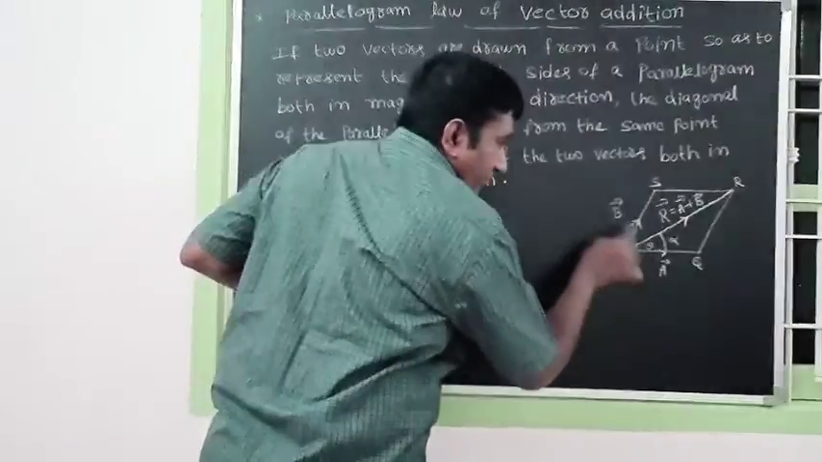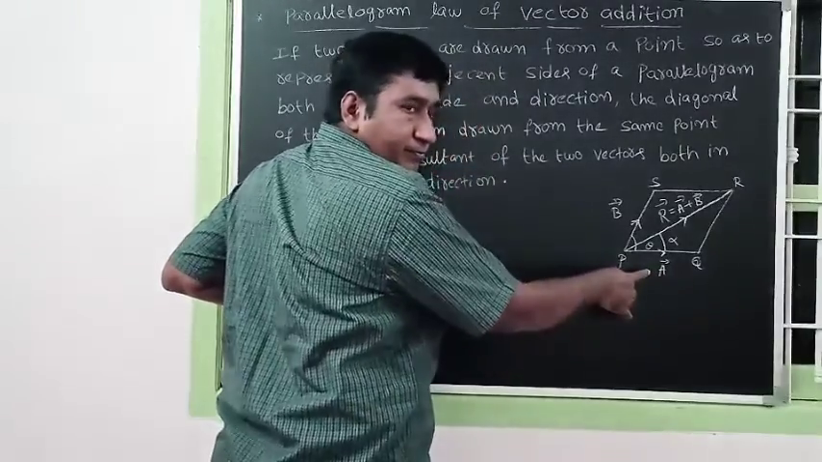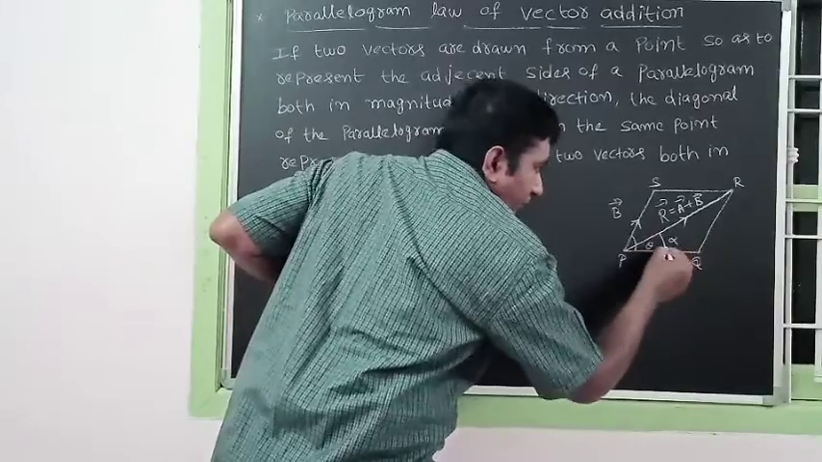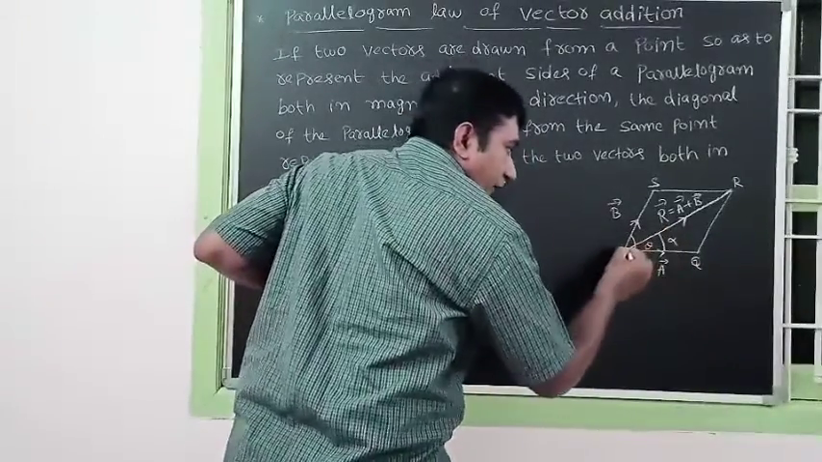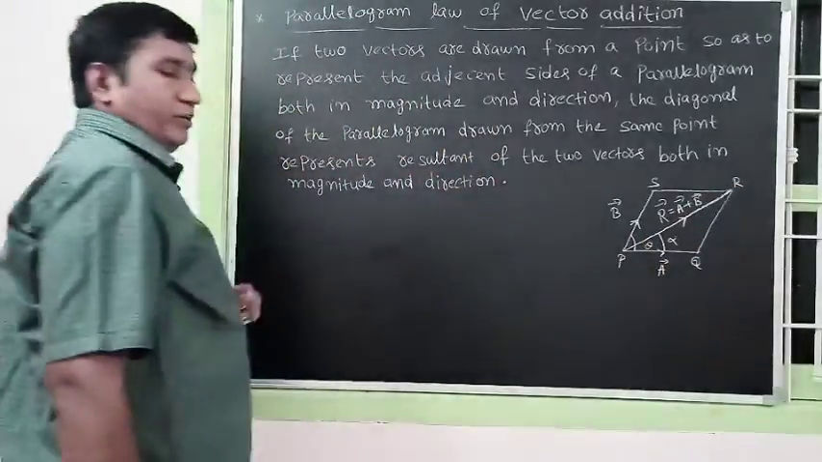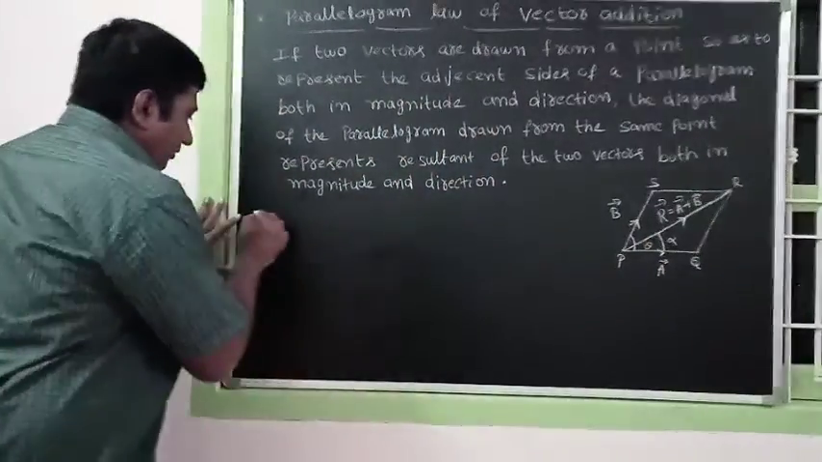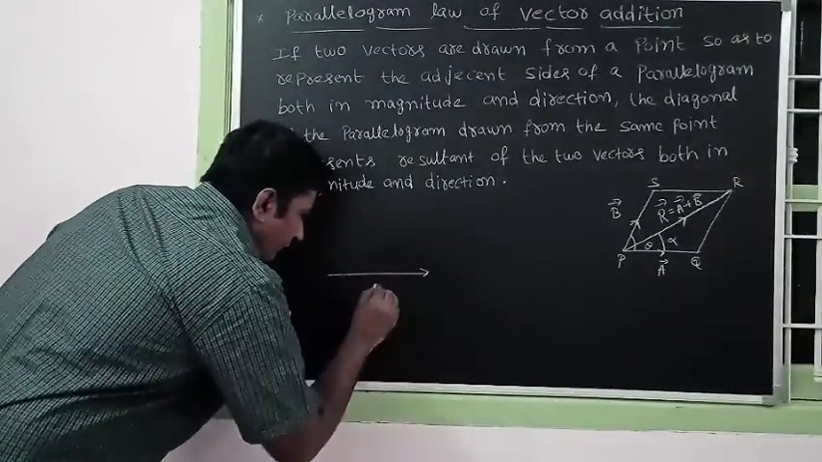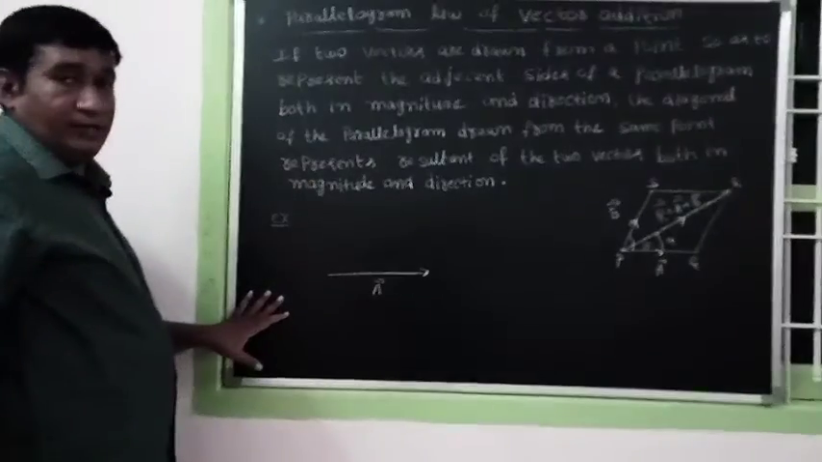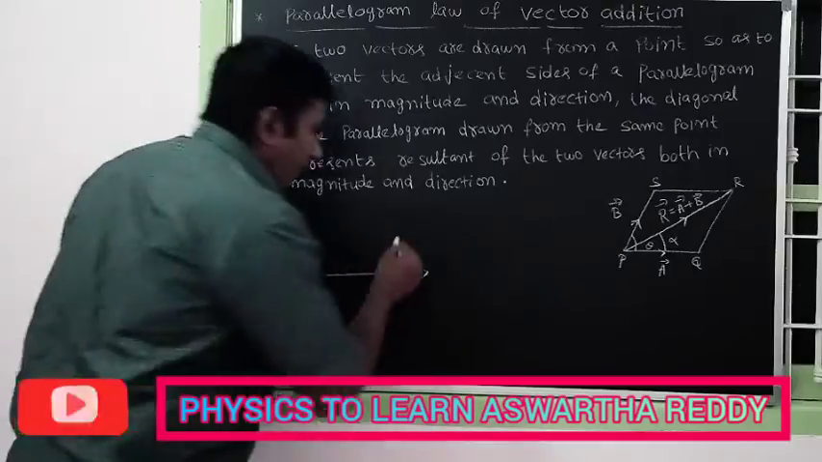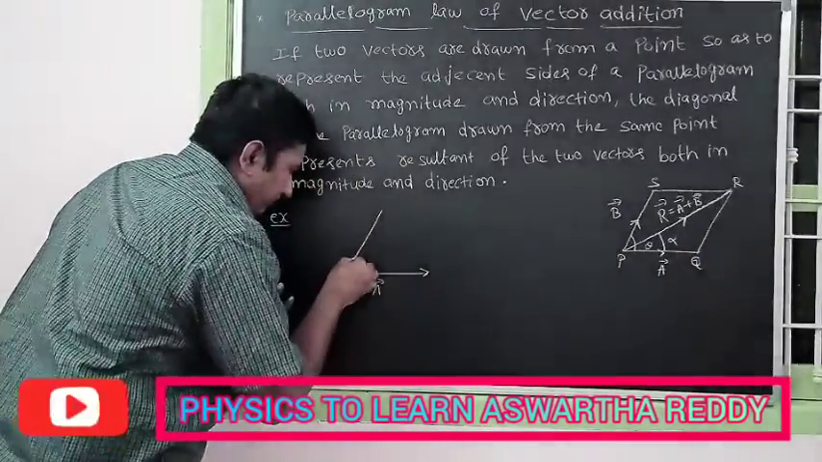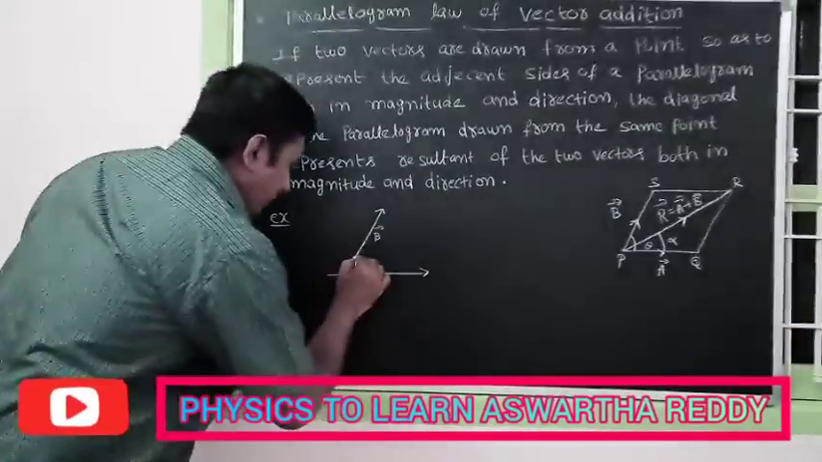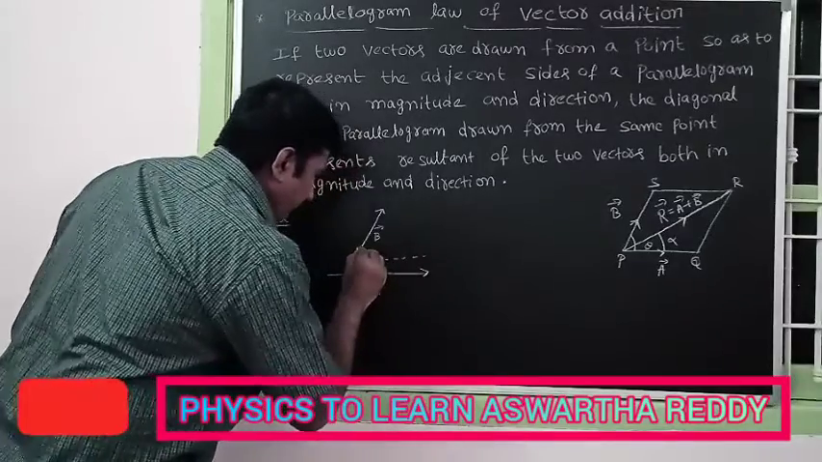So A and B represent the adjacent sides of a parallelogram, joined from tail to tail, and the resultant passes through the same point, which can act as a diagonal. For example, here I can take A vector as one which makes a certain angle, and B vector I can take here like this. This is the B vector, which, with respect to the horizontal, makes a certain angle theta.